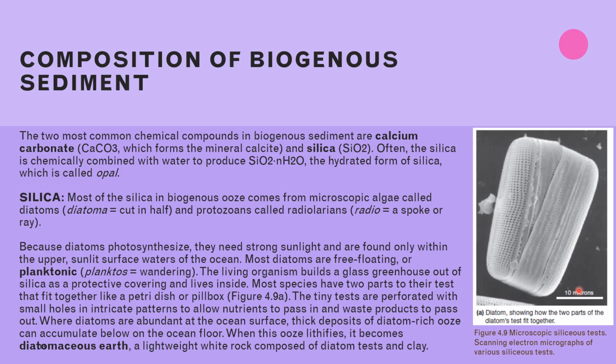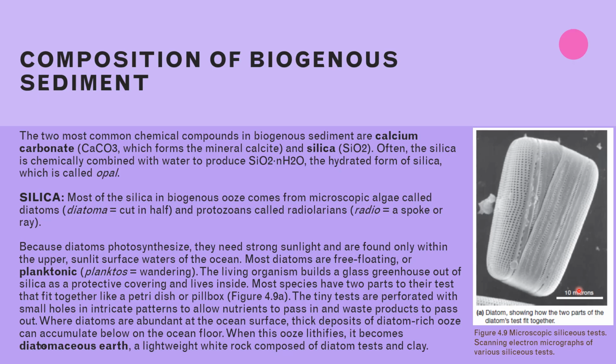and are found only within the upper sunlit surfaces of the water. So most diatoms are free floating or planktonic. Plankton means they wander around. The living organism builds a glass greenhouse out of silica as a protective covering and lives inside. So most species have two parts of their test that fit together like a petri dish or pillbox.